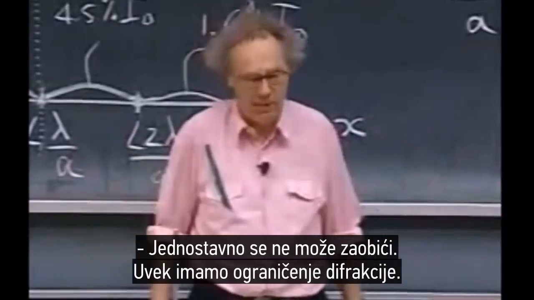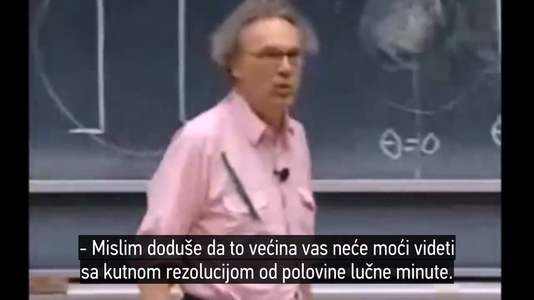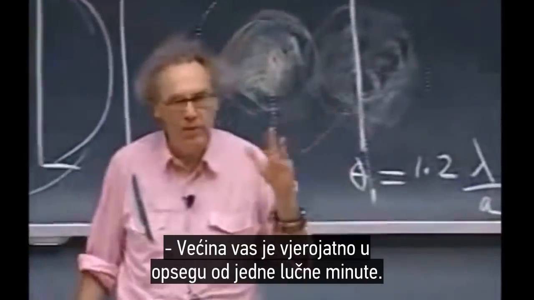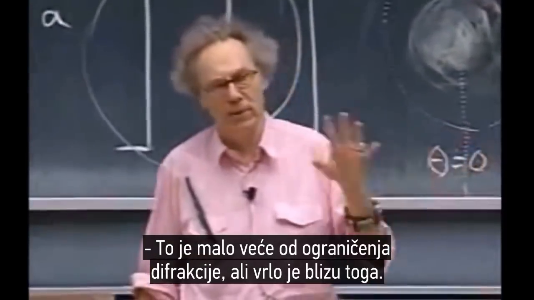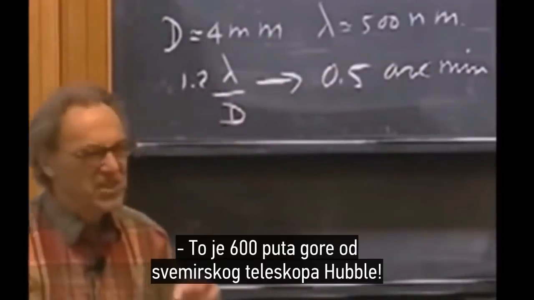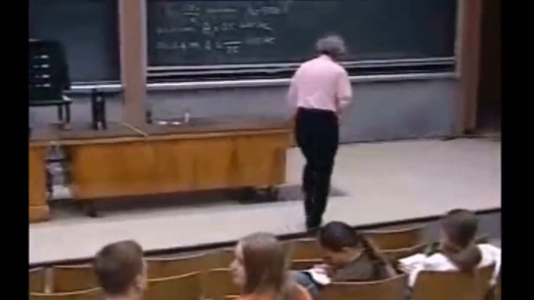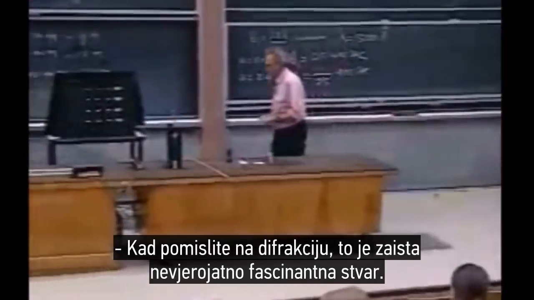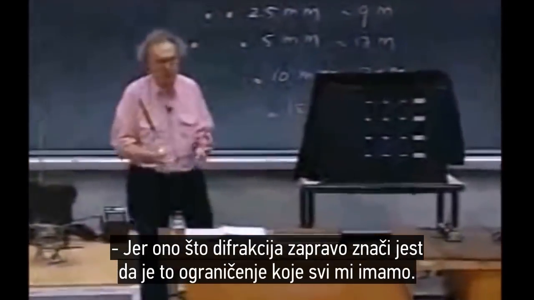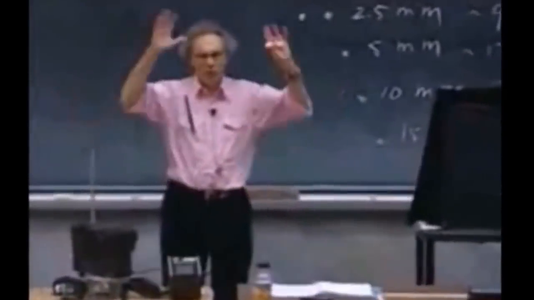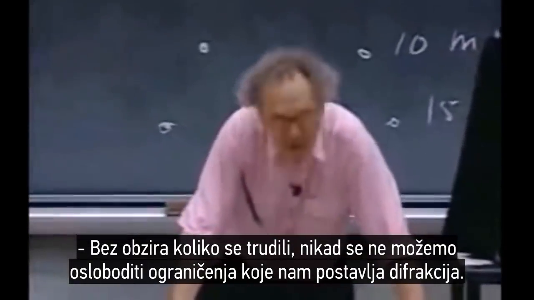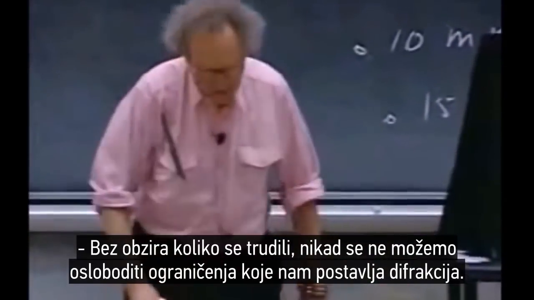You're always stuck with the diffraction limitation. I think, though, that most of you will not be able to see with an angular resolution of 1/2 arc minute. Most of you are probably in the domain of 1 arc minute. It's a little larger than diffraction limited, but it's very close to that. That is 30 arc seconds. That is 600 times worse than Hubble Space Telescope. When you think of diffraction, it's really an incredibly fascinating thing. Because what does diffraction actually means? That it is a limitation that is put upon us, on everyone, also God. No one can bypass diffraction. No matter how hard we try, we can never undo our chains and handcuffs that are imposed upon us by diffraction.